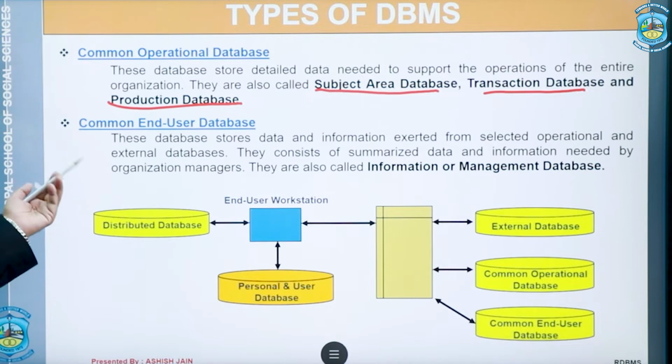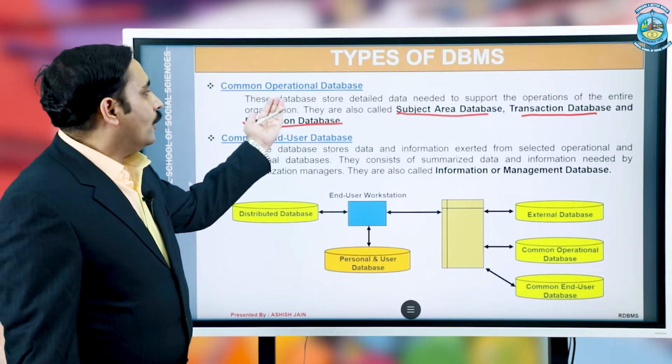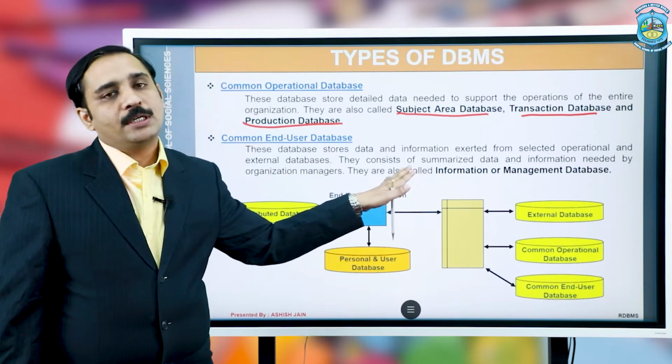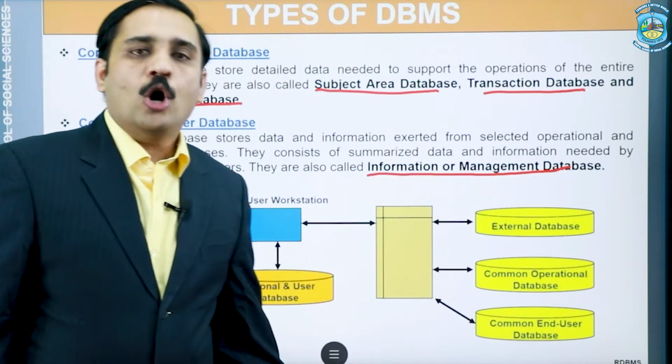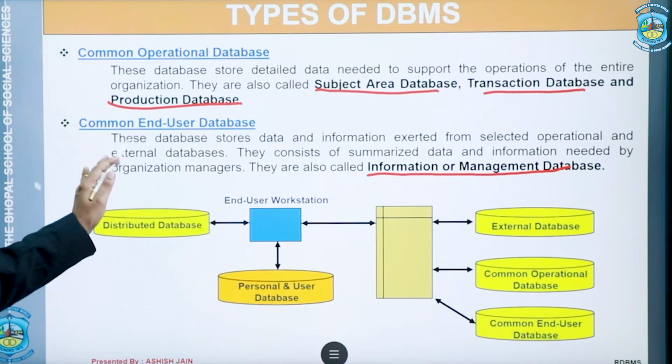After this, we have common end user database. Here, they take the data from the common operational databases and maintain it for different users for their different purposes. They are also called information or management databases. All your MIS, LMSs, they are all examples of common end user database.